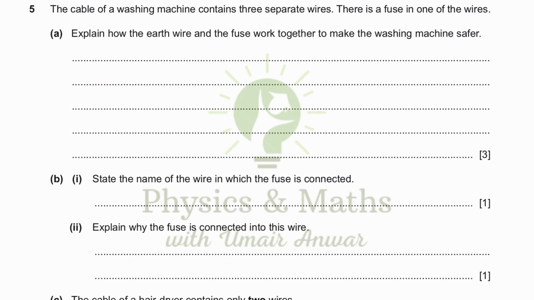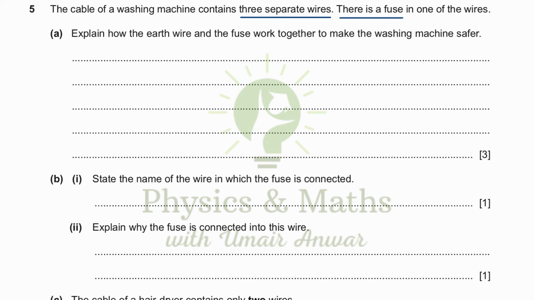The next question says the cable of a washing machine contains three separate wires. There is a fuse in one of the wires. Explain how the earth wire and the fuse work together to make the washing machine safer. So there are two things. There are three separate wires, which contain a grounded wire or earth wire, and then there is a fuse in one of the wires, and the fuse is always connected in the live wire. Now both of them play their role in the protection of the instrument or the washing machine.